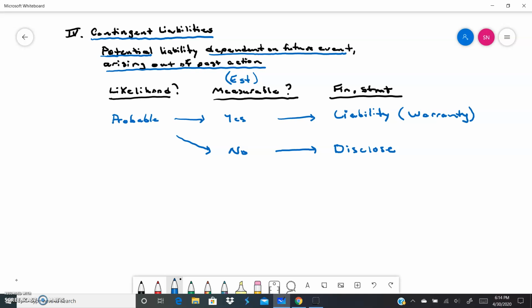The other criteria of likelihood would be reasonably likely. And by the way, these would be terms and criteria that would be arrived at in conjunction with legal counsel. So the lawyers, these are really kind of sort of pseudo-legal terms.